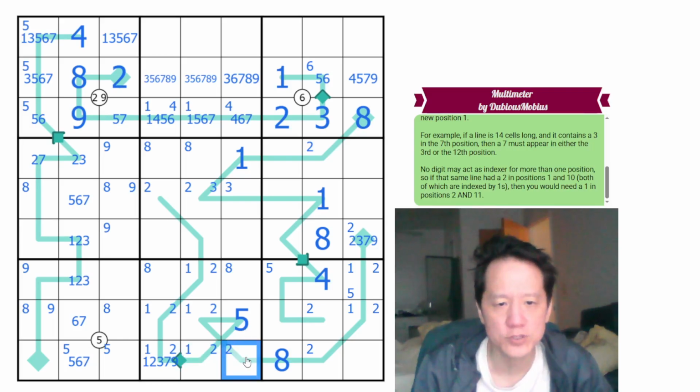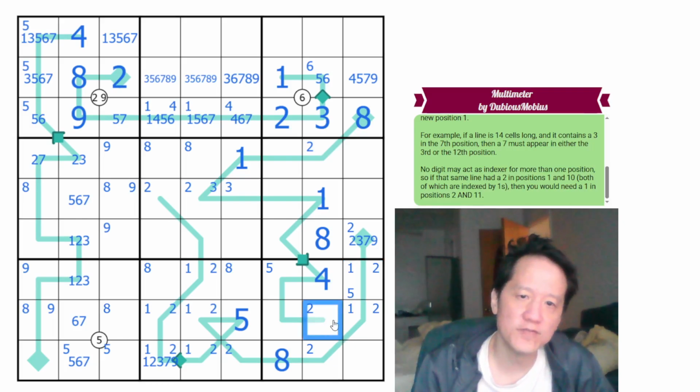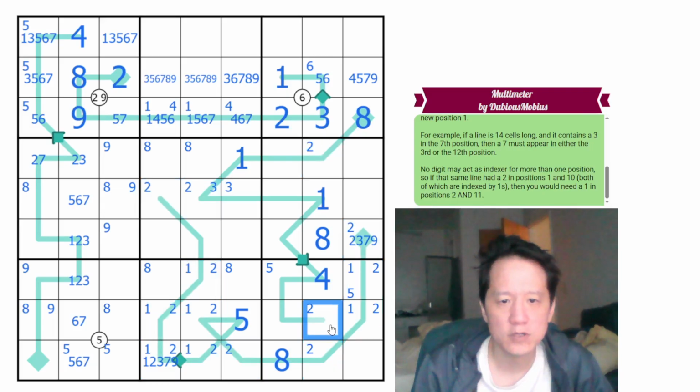The 2s can only be 1, 2, 3. I guess a 5, but that's if one of these is a 5. Can this be 2? If this were 2, that would mean that it would have to be a 4 in one of the second spots. But this is a second spot, and that's the second spot, and they both see this 4. So this cannot be 2 here.